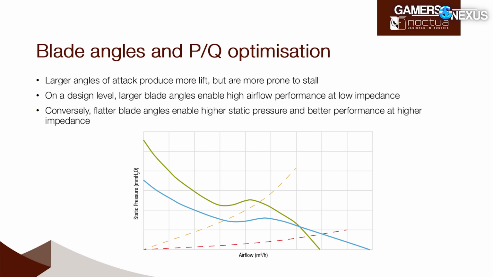You will end up with a PQ curve that's very flat. You will produce very high amounts of airflow, but relatively little static pressure. So as long as the resistance curve of your application is relatively low, like it would be in case cooling applications, you can achieve superior results with that kind of fan.